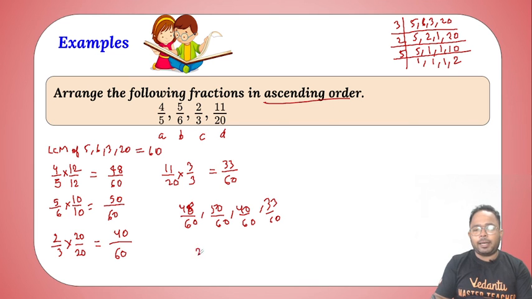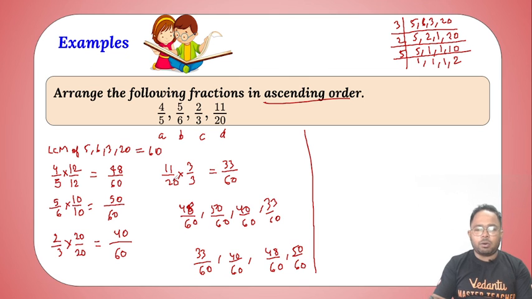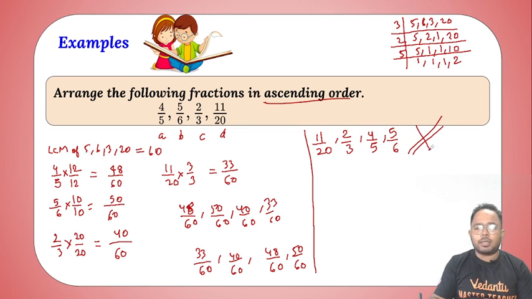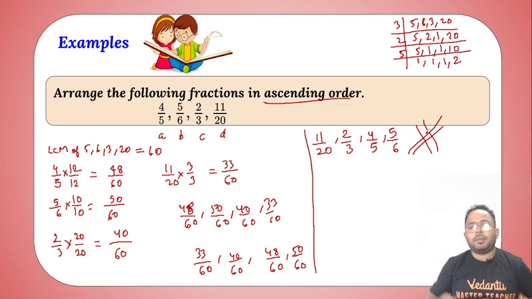what will come first? 33/60, then 40/60, then 48/60 and then 50/60. So ultimately, which fraction is 33/60? 11/20, see. Then 40/60 is your 2/3, next 48/60 is 4/5, and last 50/60 is 5/6. So this is our correct answer, this is how we have to do it.